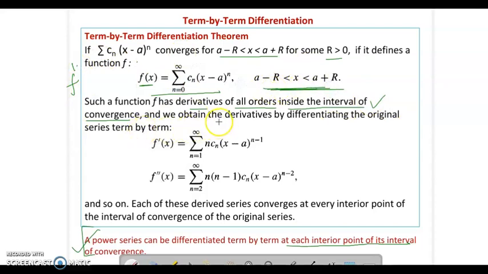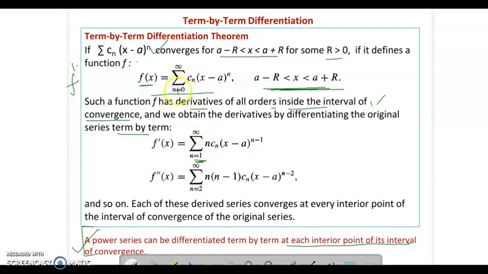And the derivatives, how can we obtain the derivatives? The derivatives can be obtained by differentiating the original series, this one, term by term. So f dash x will be equal to the sum of n Cn times (x minus a) raised to the power n minus 1. Here you see that this index n varies from 1 to infinity.